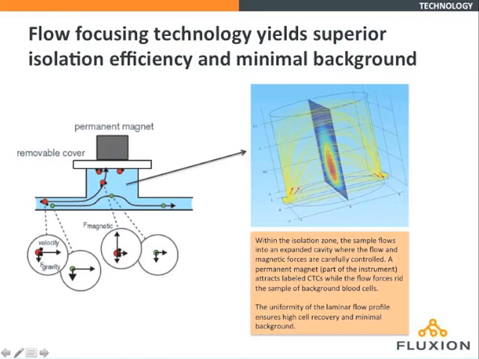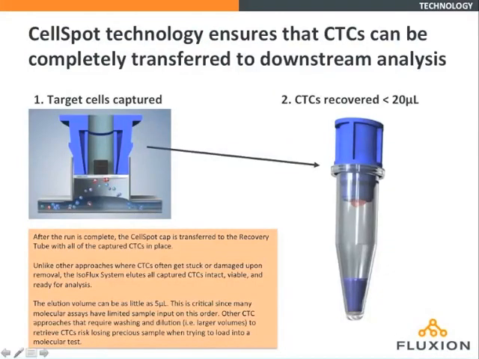The other thing that we've done is we've really enabled recovery off-chip. And the way we do that is by having the cells captured against this permanent magnet on a solid surface that we call the CellSpot. Basically, all of the cells are concentrated in a region that's about 1 millimeter across below the magnet.